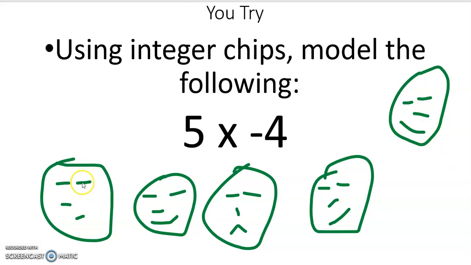How many total negatives do we have? 1, 2, 3, 4, 5, 6, 7, 8, 9, 10, 11, 12, 13, 14, 15, 16, 17, 18, 19, 20. 5 times -4 is -20.